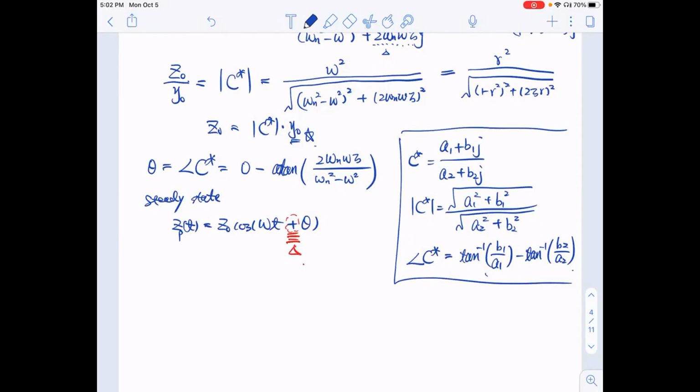So if you have plus theta over here, then you're using my method. If your z_p(t) is Z naught cosine omega t minus theta prime, that means your theta prime will be minus theta. So that's when I give you an ODE, the driving frequency is already known, and I ask you for the steady state. That's the method you use.